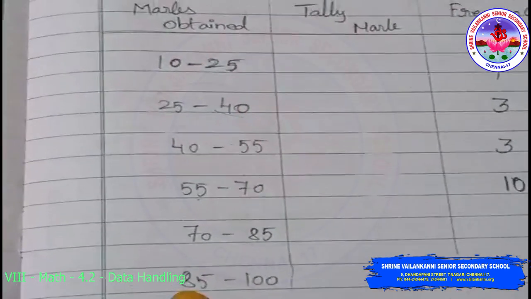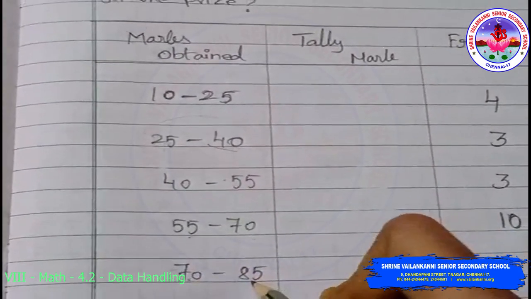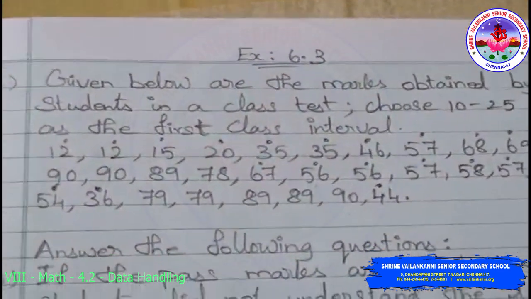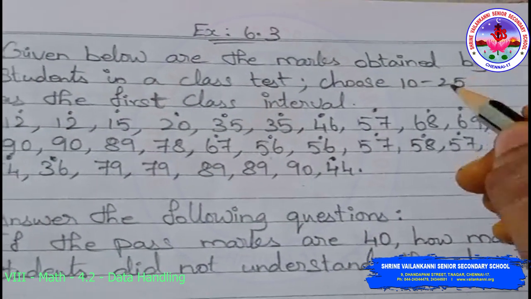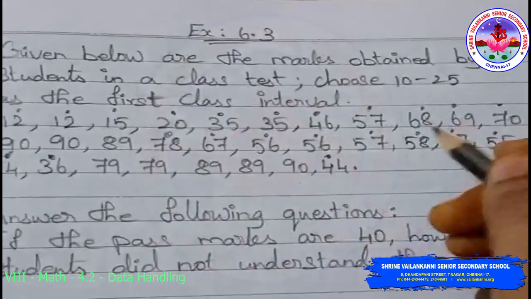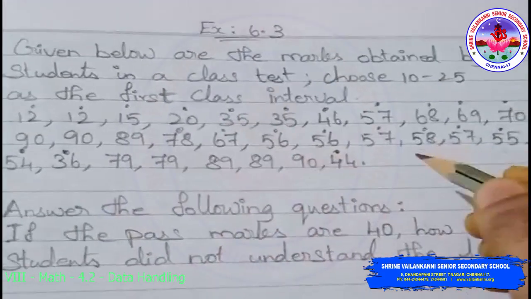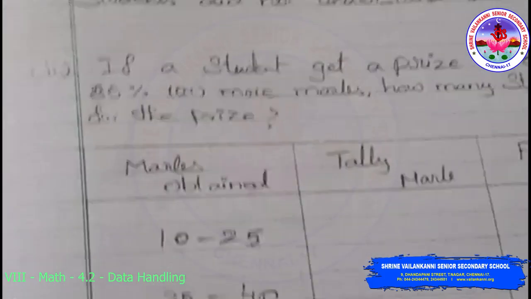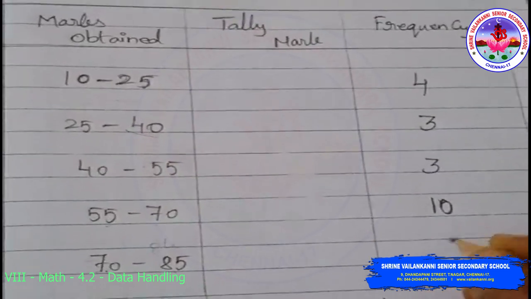The next class interval is 70 to 85. Here 70 is included up to 84. Now check the values. 70 is included. So 1, 2, the next value is 3 and 4. The class interval of 70 to 85, the frequency value is 4.